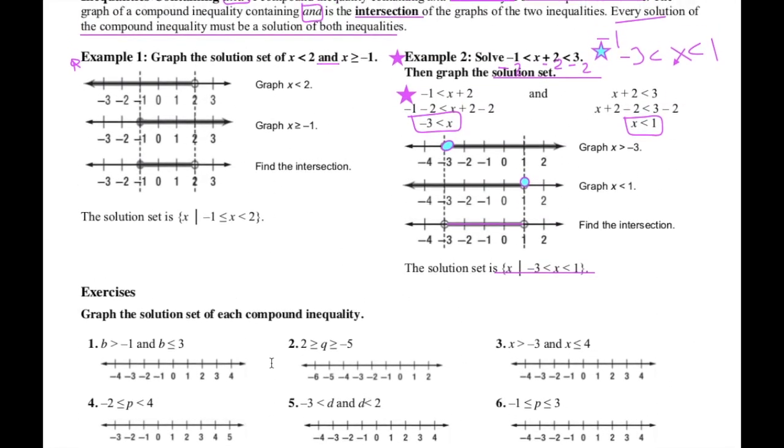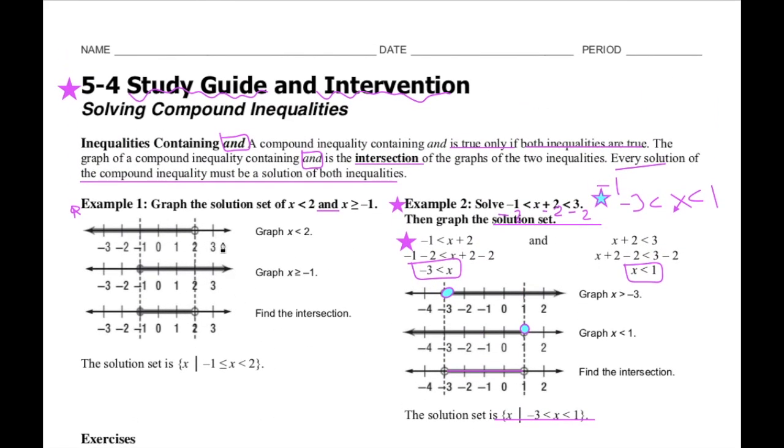Hopefully after doing these exercises you understand a little bit more about solving compound inequalities. Make sure to ask if you need extra assistance.